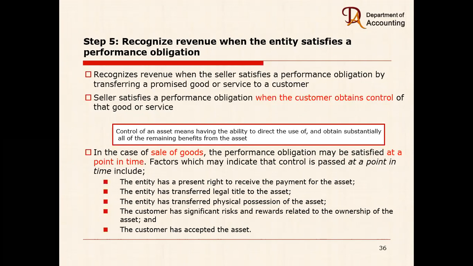The entity has transferred the legal title of the asset, obviously. So in most cases the business may transfer the legal title to the customer. The entity has transferred the physical possession. So physical possession has been transferred. The customer has significant risks and rewards related to the ownership of the asset. Now, the customer is the one who enjoys the reward and is the one who incurs the risk. The customer has accepted the asset. So these are some very general things that would indicate that the customer has obtained the control. Pretty straightforward facts.